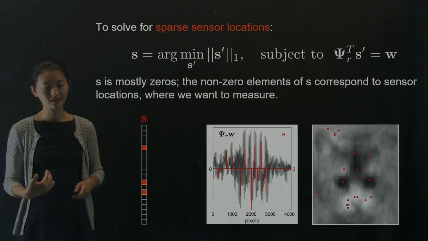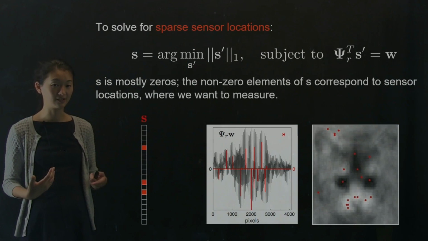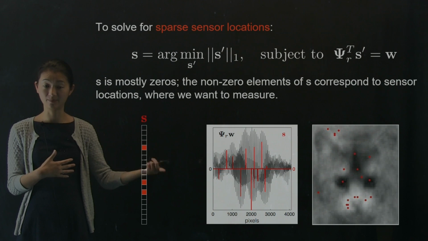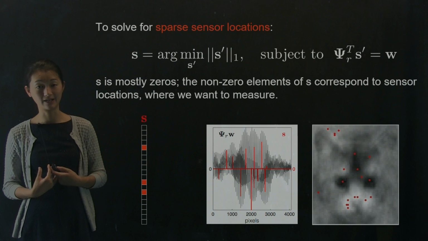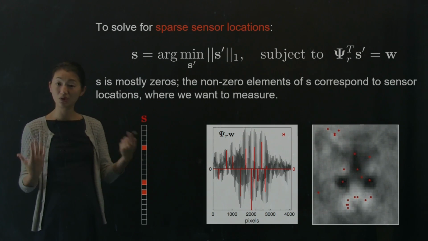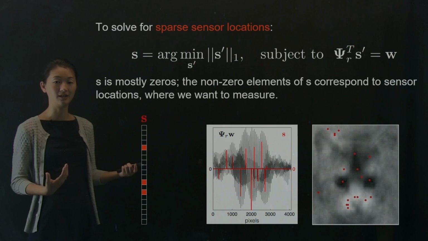And so the first thing I'm going to show you is how we're going to solve for these sparse sensors. And then I'm going to show you a set of examples on which we've applied this algorithm. So let's continue with the cats and dogs example for a little while.